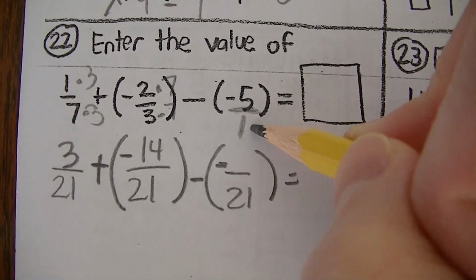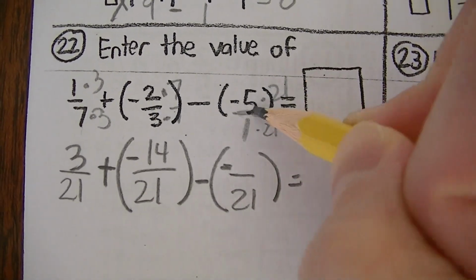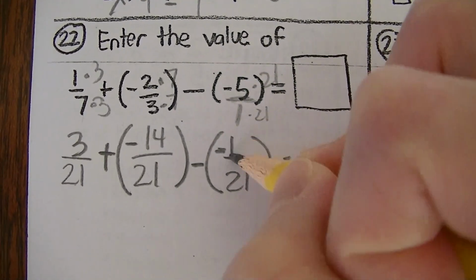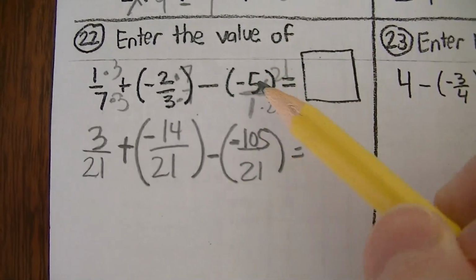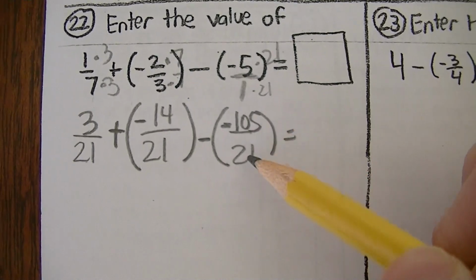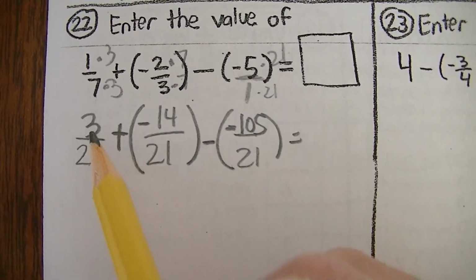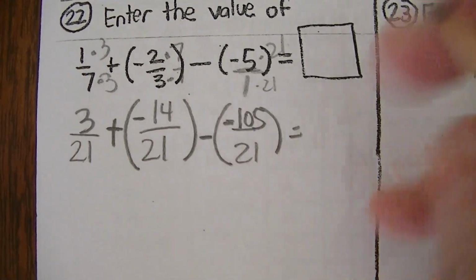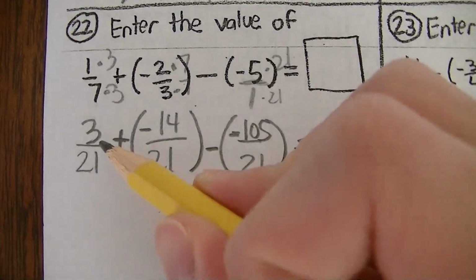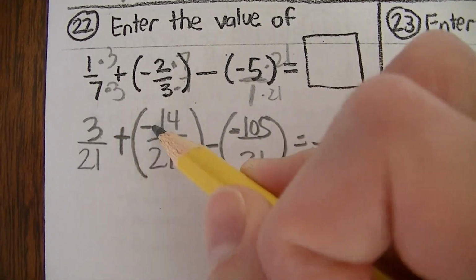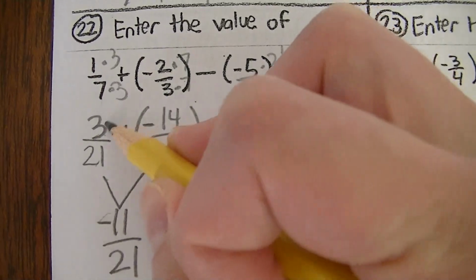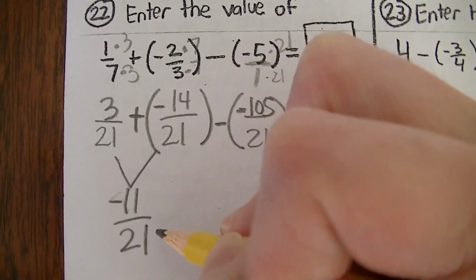Okay, here, 5 times 21 is 105. So negative 5 is the same as negative 105/21. Now that I have a common denominator, I can just keep the same denominator and go straight across. But I'm going to start here, and I'm going to go 3 plus a negative 14, and that is negative 11/21. Negative 3/21 plus a negative 14/21 is negative 11/21.